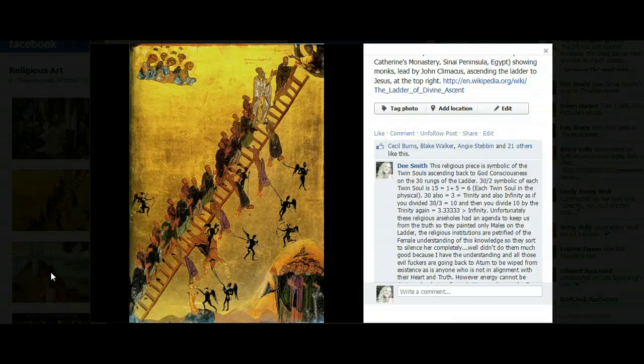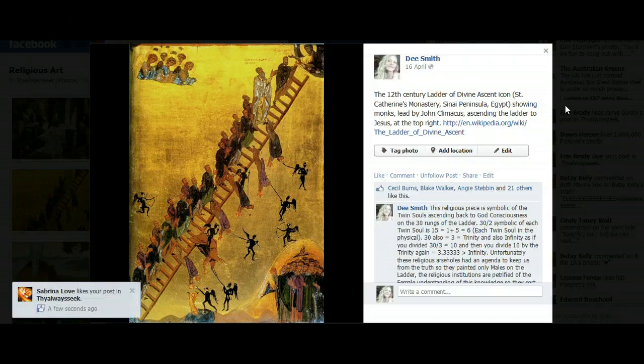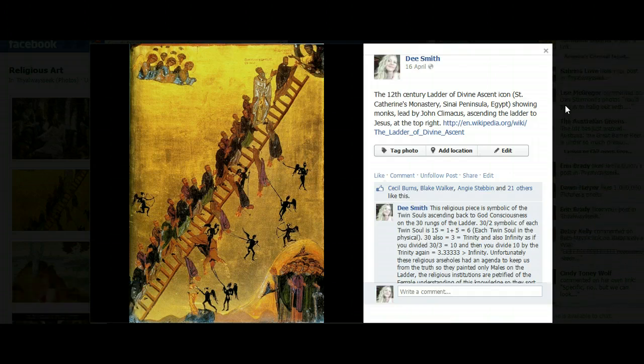Okay, guys, well, now that you have the number codes from ancient Egypt, I can begin decoding the religious artwork. And this painting in front of me is called the Ladder of Divine Ascent, and it was painted in the 12th century. And it's actually located at St. Catherine's Monastery in the Sinai Peninsula, Egypt. And it's showing monks led by John Climacus ascending the ladder to Jesus at the top.